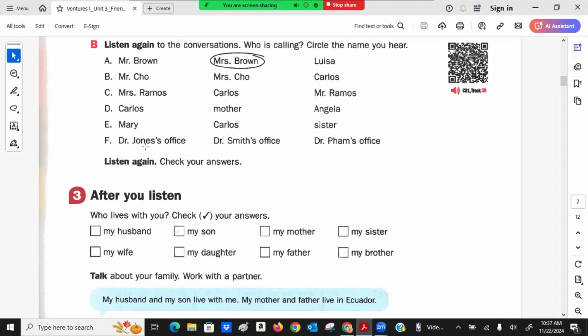Okay, for the next activity, we're going to listen to the same conversations, but this time we're going to focus on who is calling, who's the person making the phone call. And you have to circle the name that you hear. This time the conversations are in order. You can see them A, B, C, D, E, F. And as always, I did the first one for us.